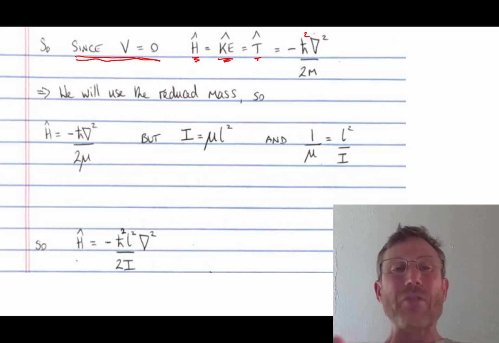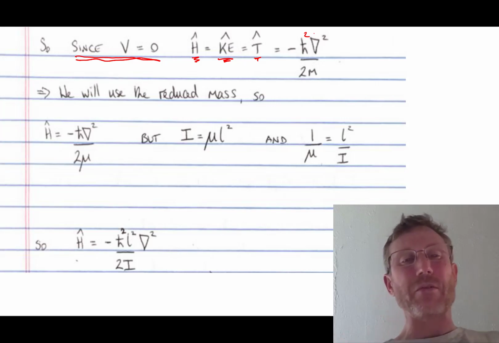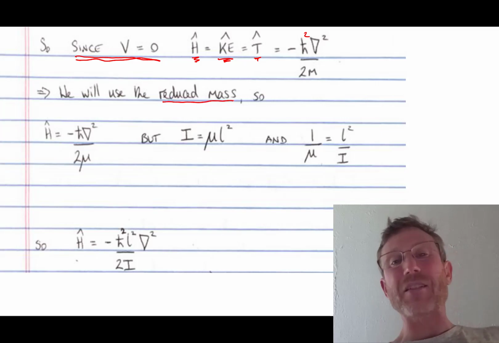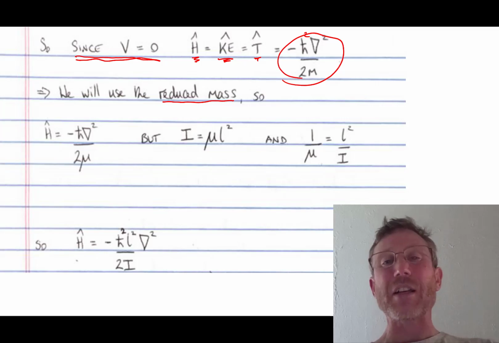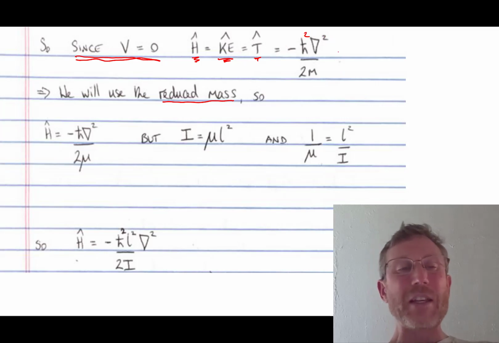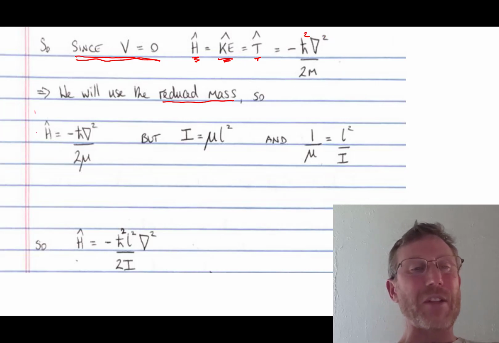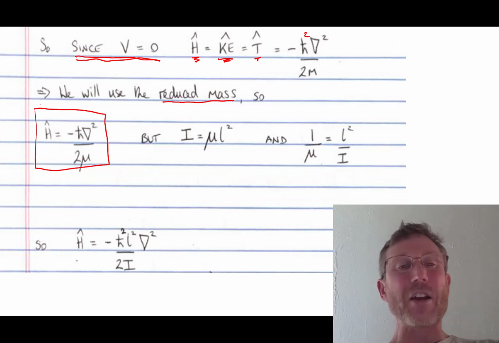So let's remember as well, we've got these two balls on a rigid rotor, and what we really want to do is work with the reduced mass. So we're going to substitute here for the mass. This is, remember, our general expression in here. So we substitute for the reduced mass, and this brings us to a new expression for the Hamiltonian operator, which includes our reduced mass.